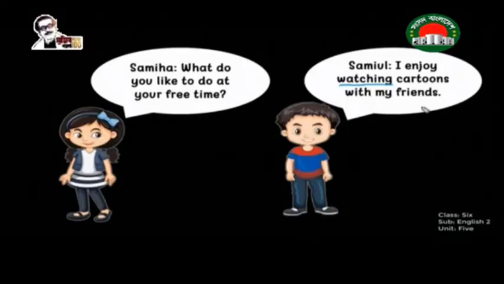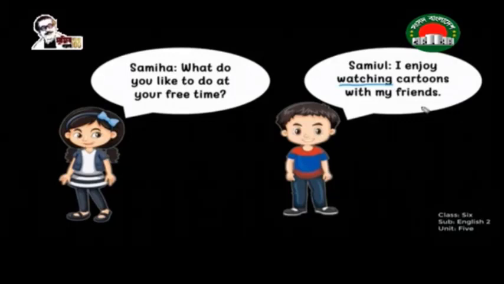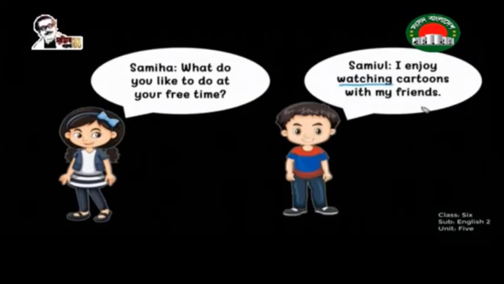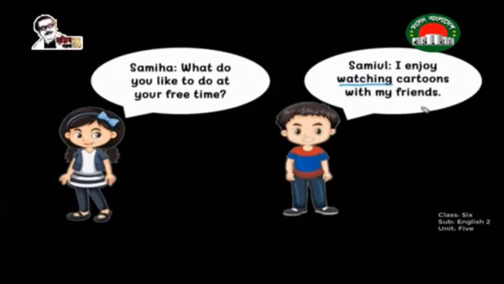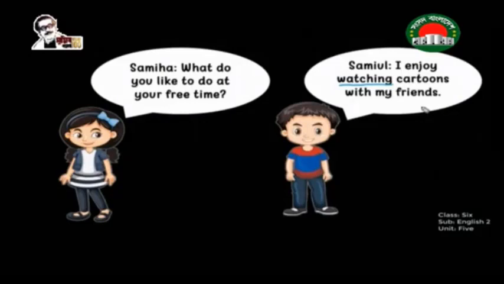In this sentence, watching is used as an object. Want a proof? Just ask what or whom to the verb, enjoy. See, the answer will be watching. Enjoy what? Watching cartoons with my friends. So, watching is a part of object. So, we can say, watching is here the ing form of verb.